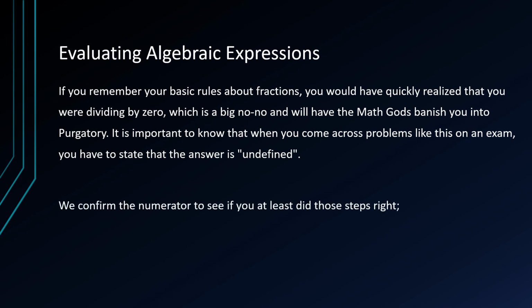We can check the numerator to see if you at least did those steps right. 2 cubed minus 5 times 4 equals minus 12. So our final undefined answer would be minus 12 over 0.